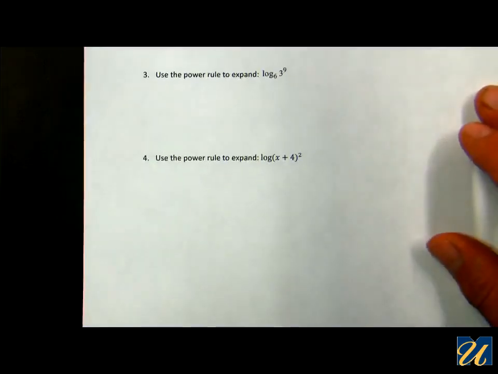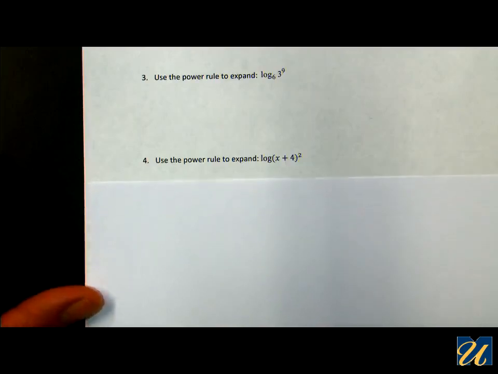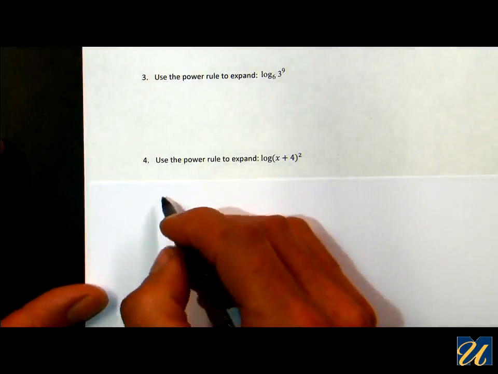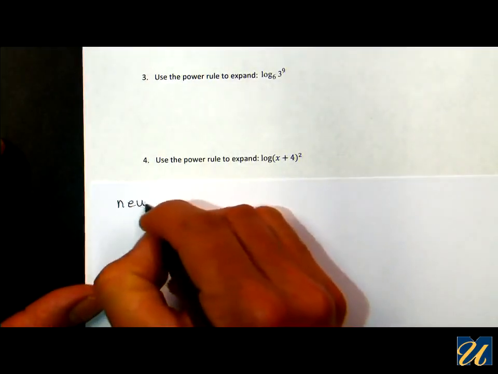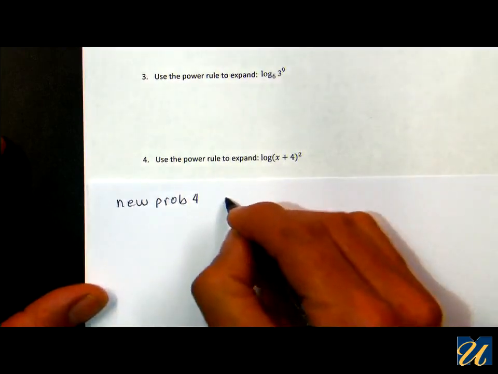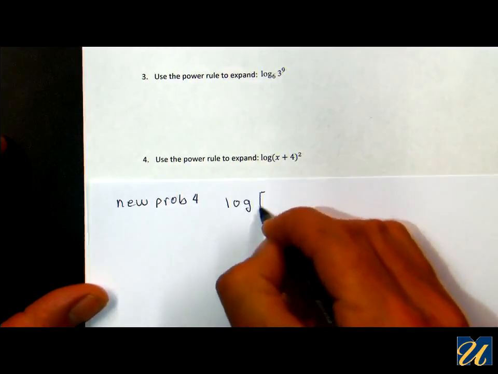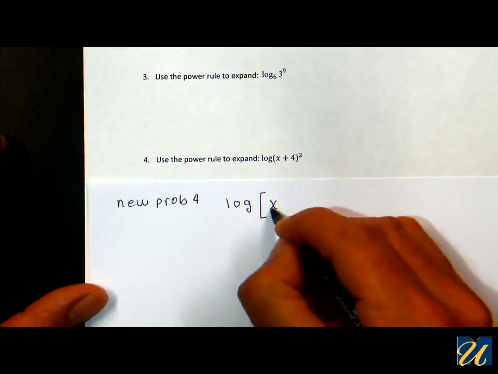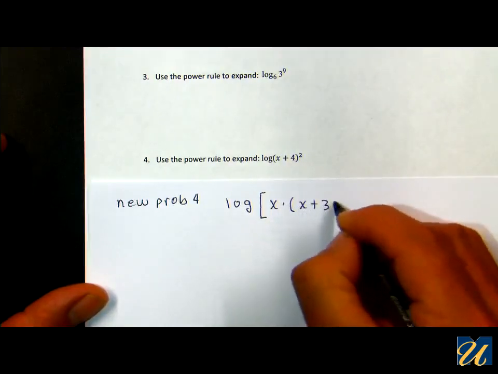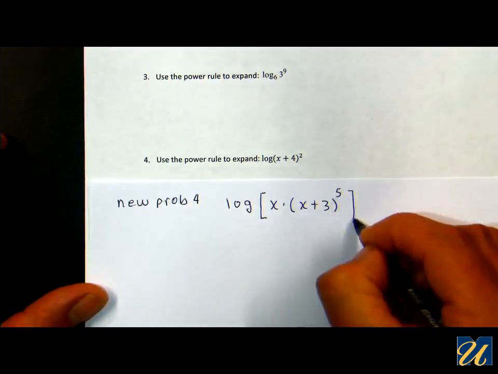Problem 4, use the power property to expand that quantity. We did that one in the PowerPoint slide. So let's do a new problem 4. Let's modify it just a little bit. So we'll take a new problem 4 to be expanding the log of, let's make it a product of two things. And let's put a power on there too. Let's make this a little challenging.